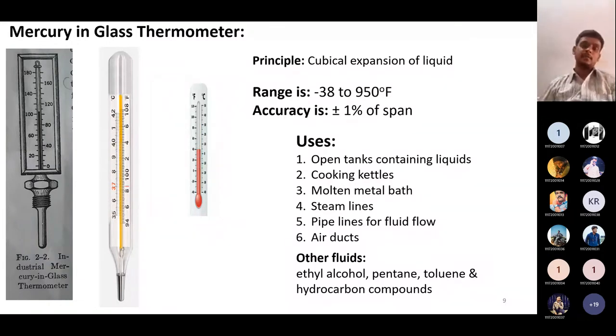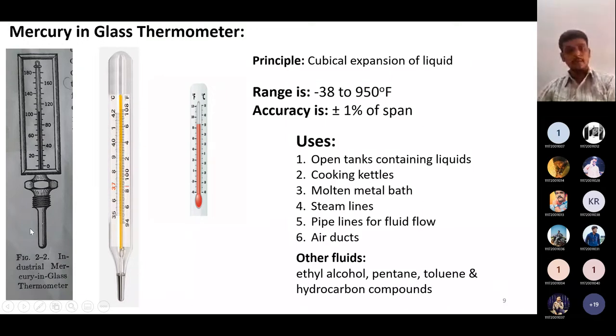The mercury in glass thermometer utilizes the volumetric or cubical expansion of a liquid as the principle of its operation. The mercury inside the bulb expands volumetrically from its initial position, and this expansion is read on the calibrated scale. That is the working principle of this type of thermometer. In a typical thermometer, a bulb is enclosed in some envelope, a metal well, and connects to the calibrated scale using a thermal well. Inside this bulb, liquid mercury is filled.